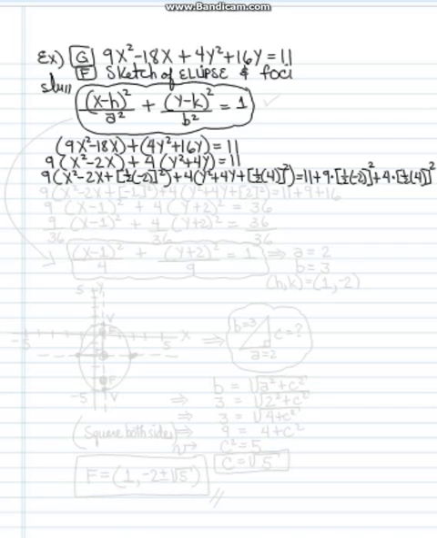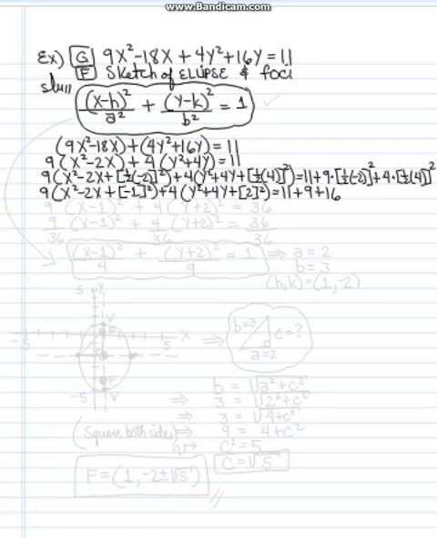Now we're going to simplify inside the brackets only. So we get 9 times (x squared minus 2x plus half of negative 2, which is negative 1, bracket squared), plus 4 times (y squared plus 4y plus half of 4, which is 2, bracket squared), equals 11. Let's simplify this. 1/2 of negative 2 is negative 1. You square it, you get 1, times 9 is 9. Plus 4 times half of 4 is 2. You square that, you get 4. 4 times 4 is 16.